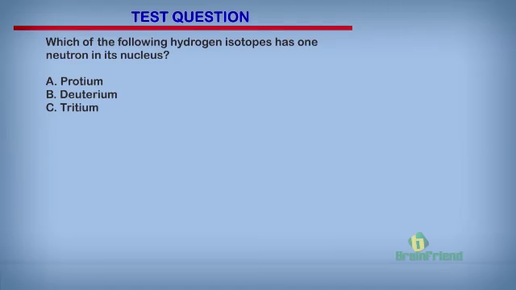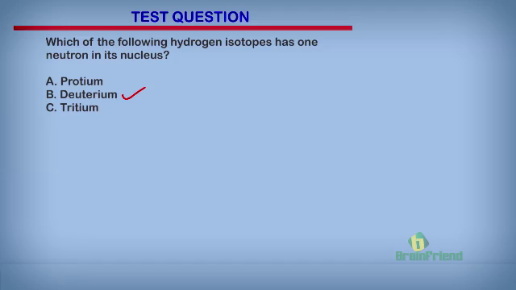A quick test. Now, which of the following hydrogen isotopes has 1 neutron in its nucleus? A, protium. B, deuterium. C, tritium. If your answer was B, then you answered correctly. Remember, we said that deuterium has 1 proton, 1 neutron, and 1 electron.